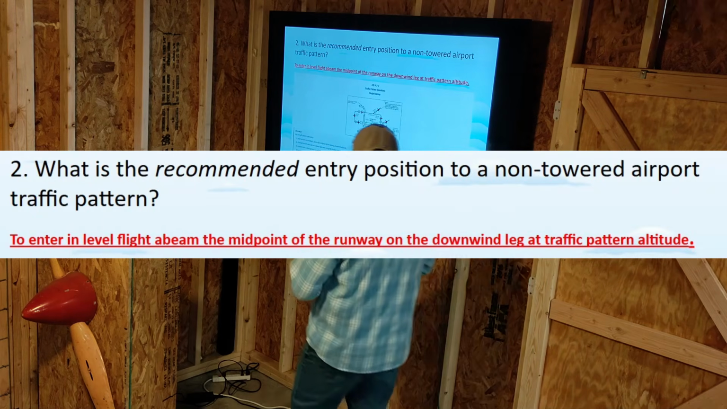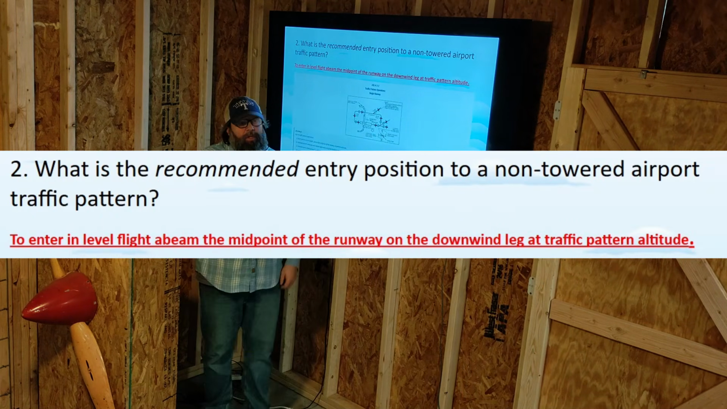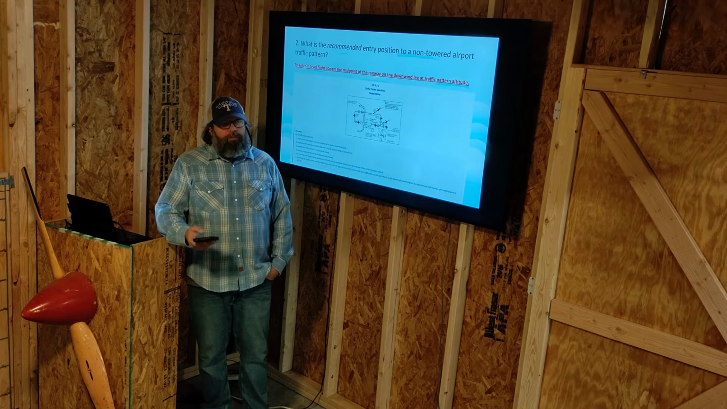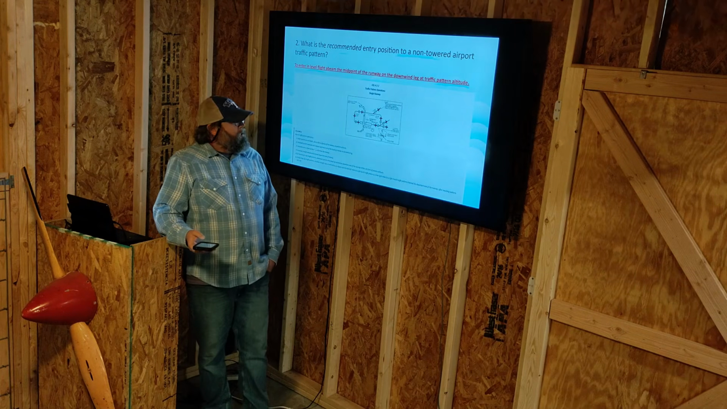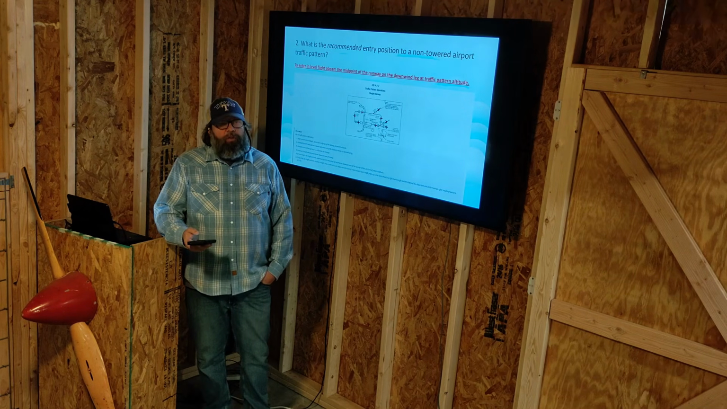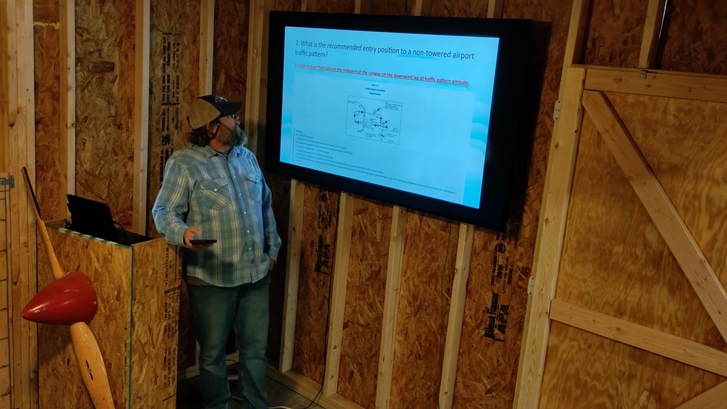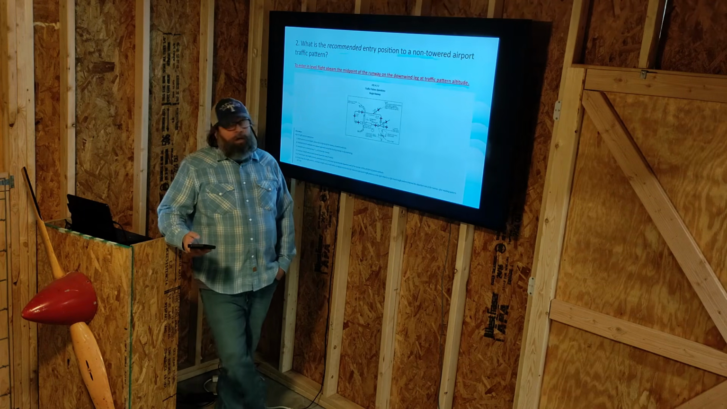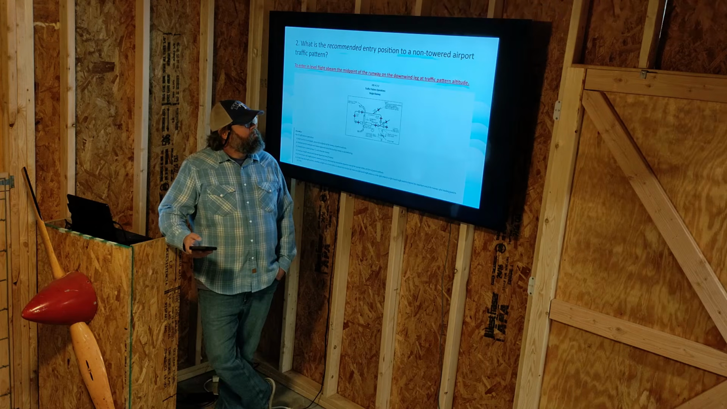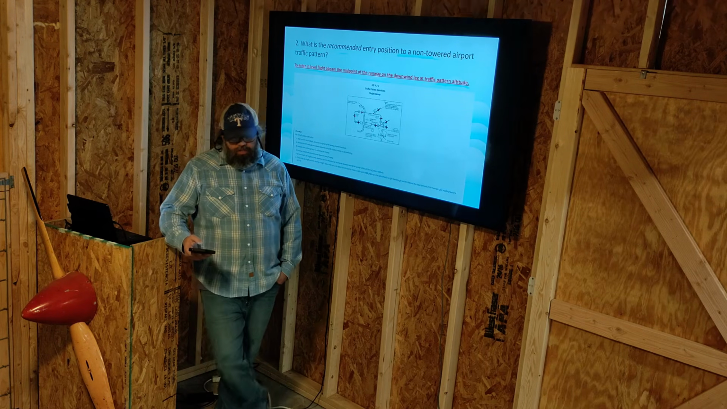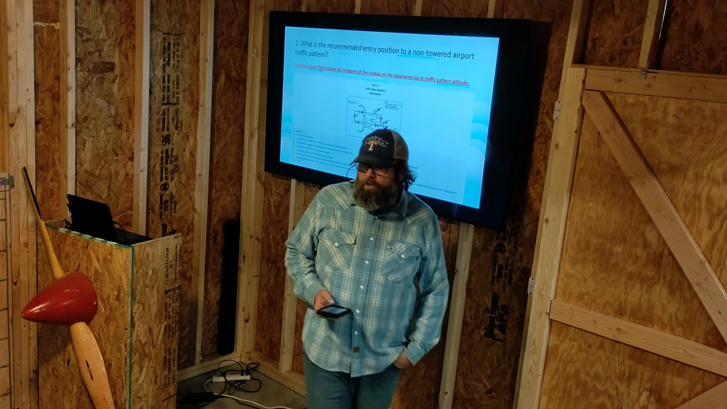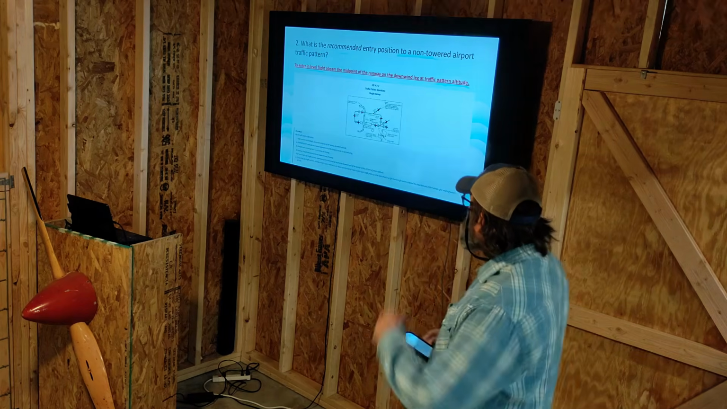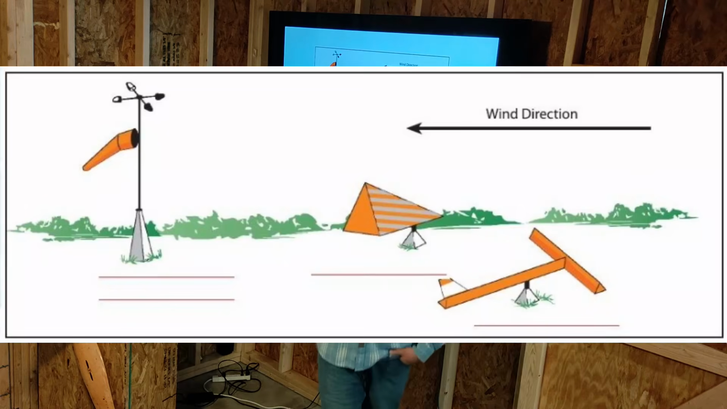And if you don't know what traffic pattern altitude is yet, you're going to learn it. Don't worry about it. We're not going to get into those weeds today. But pattern altitude is typically standard, sometimes not. But you're going to fly at the same altitude as everybody else in the pattern for that airport. So level flight, beam the midpoint of the runway on the downwind, traffic pattern altitude. Those are the things you need to know. And your CFI is going to ask you that, so you need to know the answer to that question. All of those elements of that answer are important, so you need to know all of them. Everybody got this? All right.